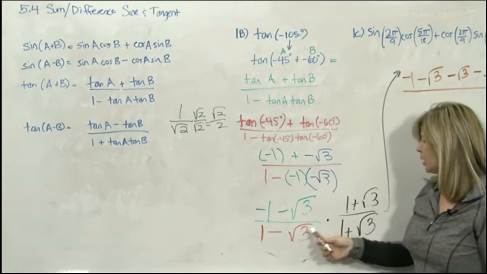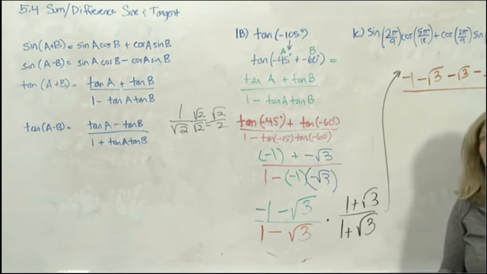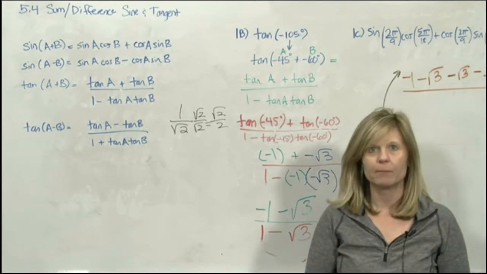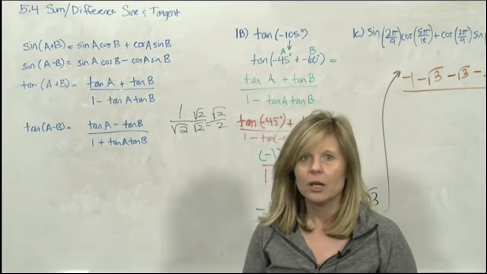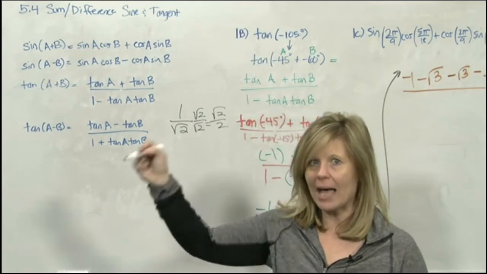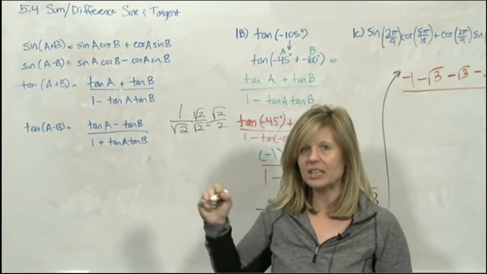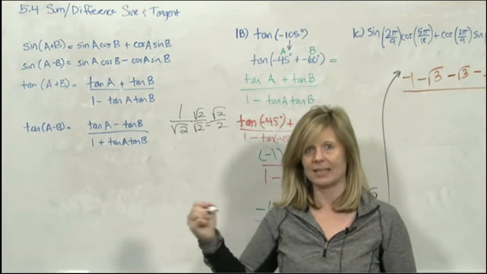Again, it's a binomial times a binomial, which is FOIL. However, you did learn a trick. Back in algebra, you should have learned that when you multiply conjugates, you don't have to do FOIL because the outers and the inners are going to be opposites and cancel out.